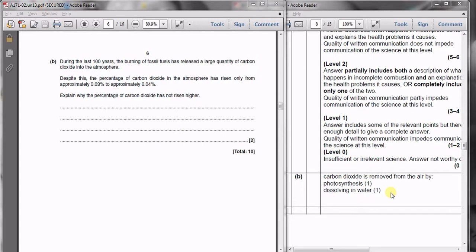Okay, so photosynthesis by green plants and dissolving into water such as the sea.